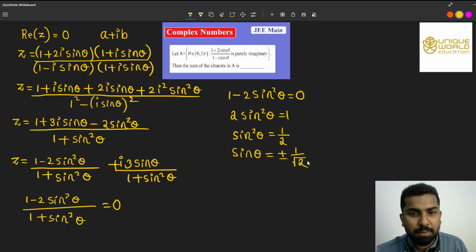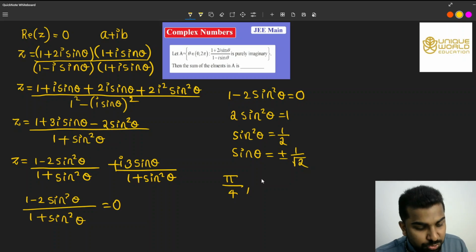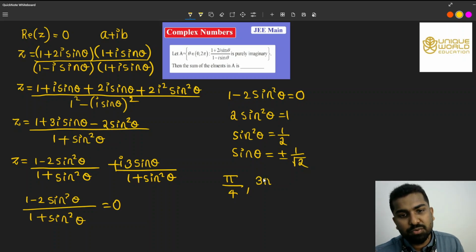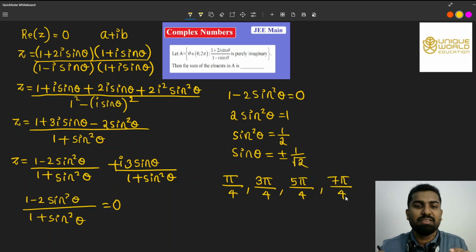1 by root 2 means pi by 4, 45 degrees. Then the next angle will be 3 pi by 4, then 5 pi by 4, and 7 pi by 4 will also come. So taking sin theta as plus or minus 1 by root 2 in the given interval 0 to 2 pi, the values of theta are pi by 4, 3 pi by 4, 5 pi by 4 as well as 7 pi by 4.